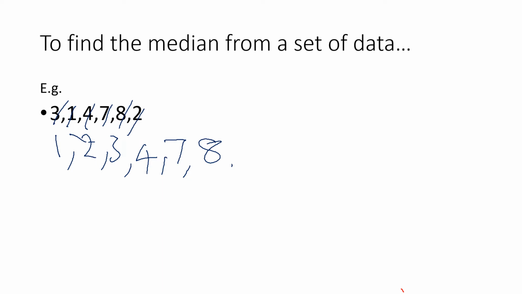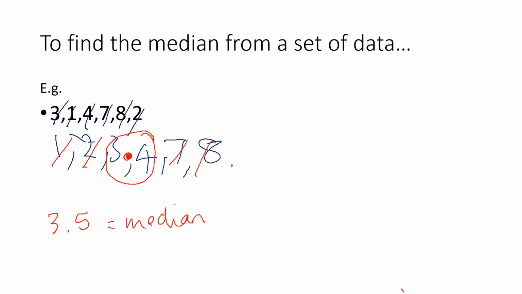So now if we do the same thing, cross off in pairs, get rid of the 2 and the 7, we're left with 3 and 4. So we need to be finding the middle value between 3 and 4, which will be 3.5. So the median is 3.5.